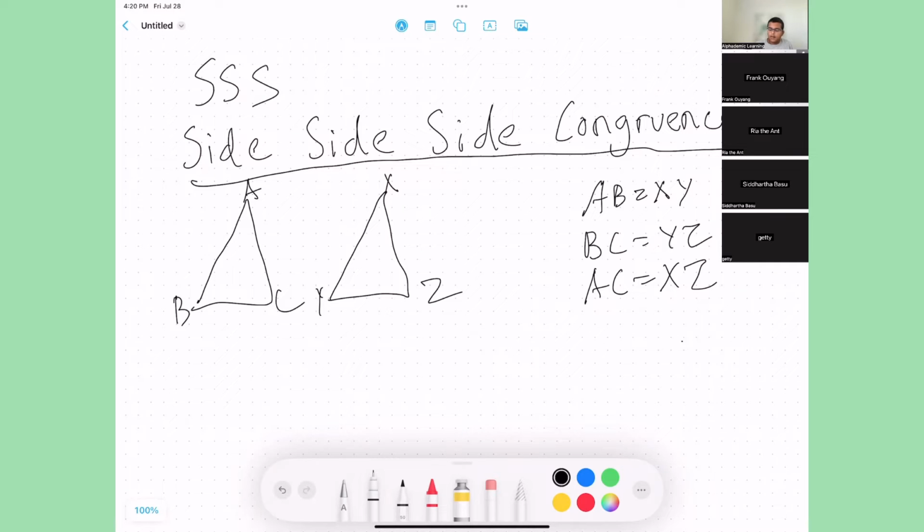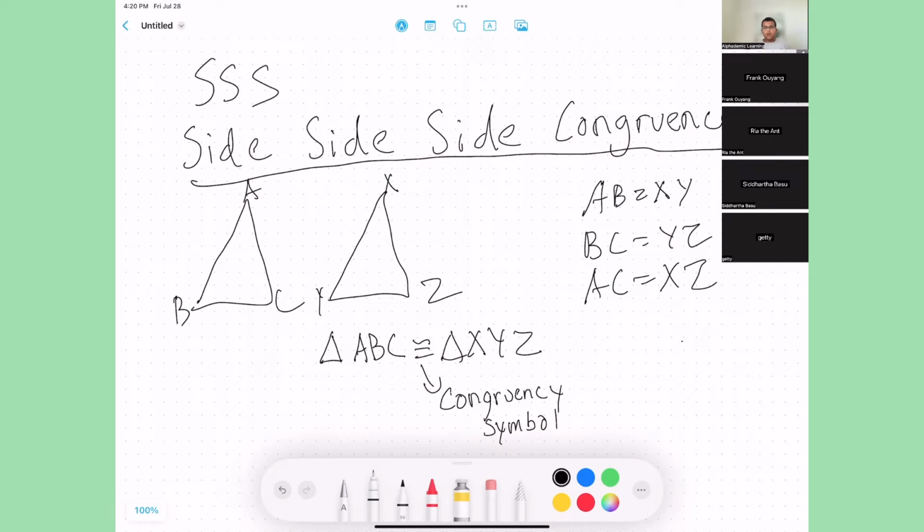So basically, if these three side lengths are given as equal, then everything about the triangle is going to be congruent, or equal to each other. Like all the angles are going to be equal to each other. Also, this is a notation thing: if I want to say a triangle is congruent to some other triangle, I write it like this. Triangle ABC is congruent to triangle XYZ. This is called the congruency symbol. So just keep that in mind.